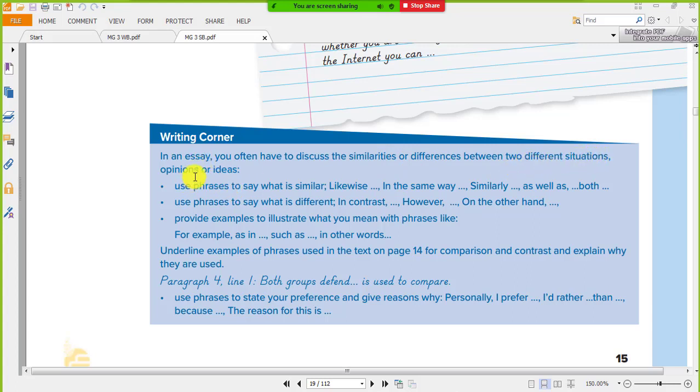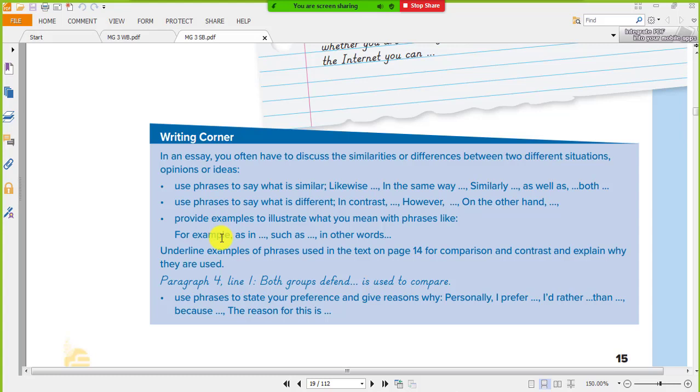Use phrases to say what is similar: likewise, in the same way, similarly, as well as, both. Use phrases to say what is different: in contrast, however, on the other hand.